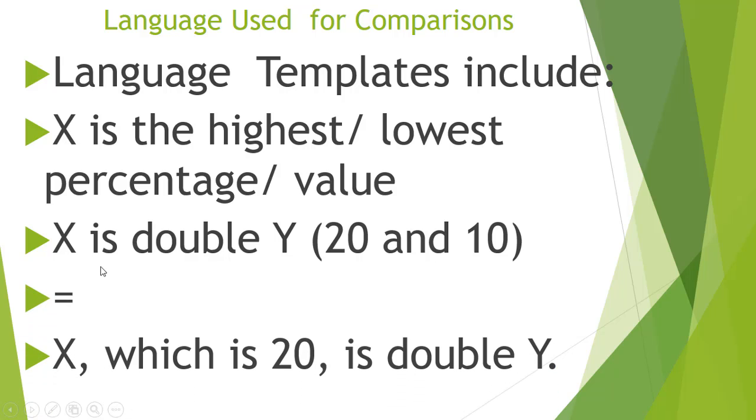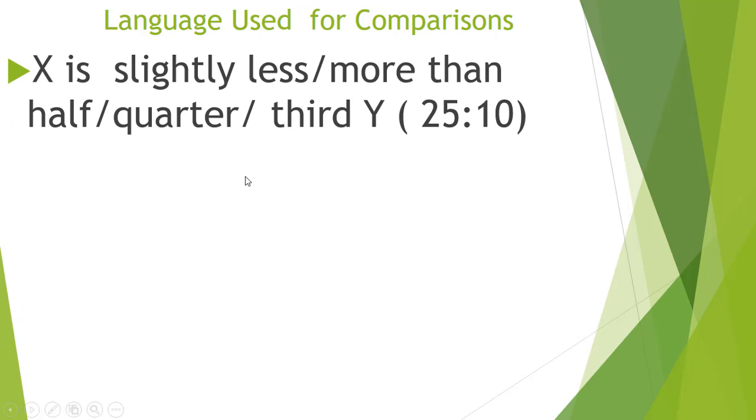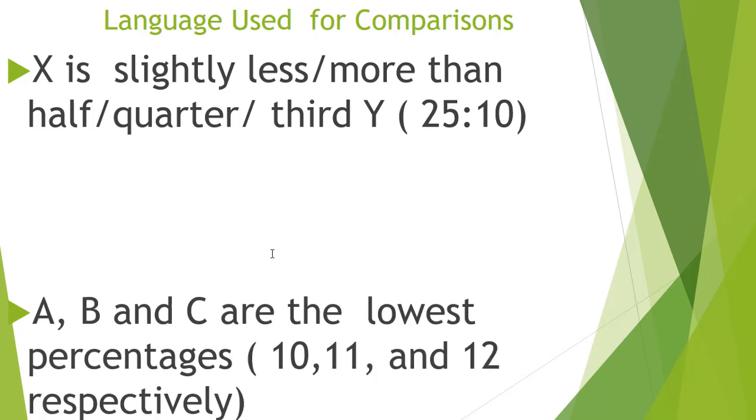This sentence is equal to X, which is 20, is double Y, which is known to be 10. You don't have to say 10 here because this is redundancy. X is slightly less than or more than half or quarter or third Y, 25 to 10. Okay, X is slightly less than half 10. X is slightly less than quarter Y. X is slightly less than or slightly more than half Y.